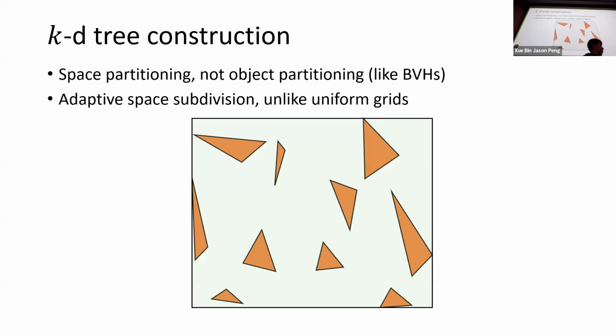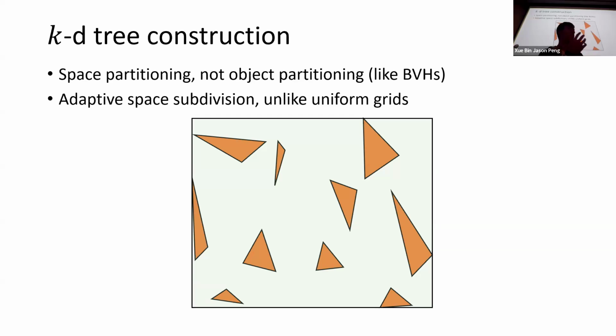Unlike the BVH data structure, where we divide up a scene in terms of groups of objects, so we partition the scene by splitting the objects into different groups, in the case of space partitioning data structures, instead of dividing up the scene in terms of groups of objects, we are instead going to partition the space in the scene into different partitions.